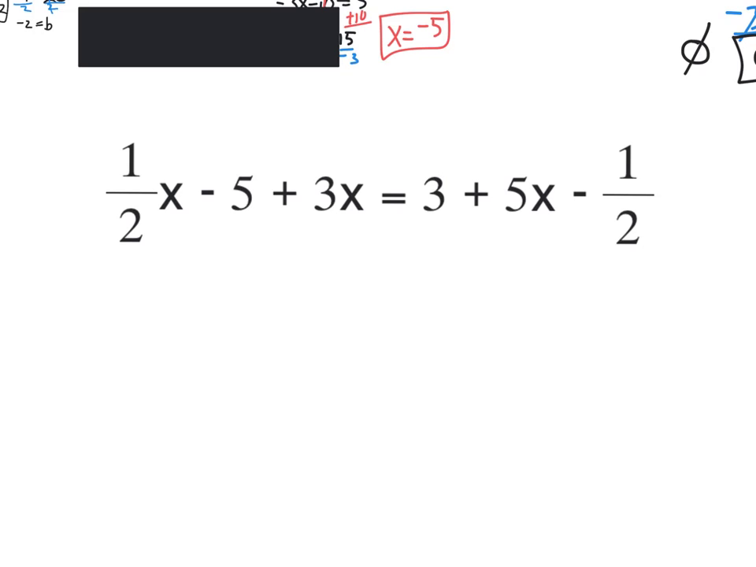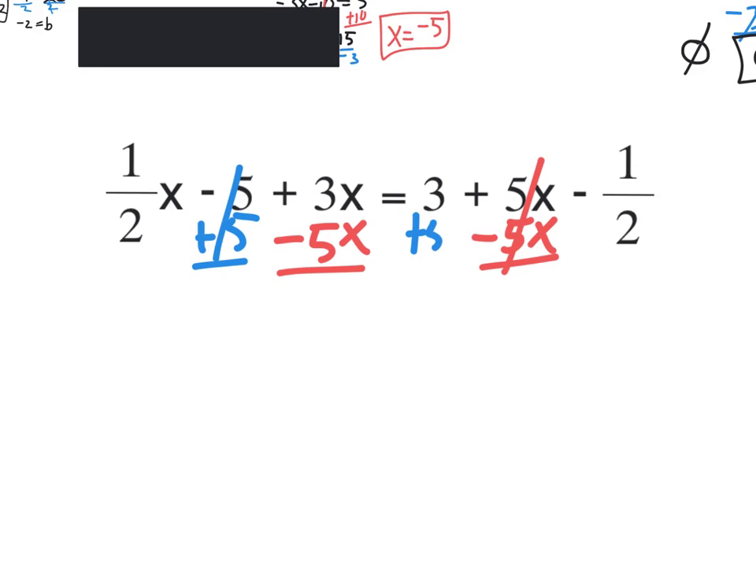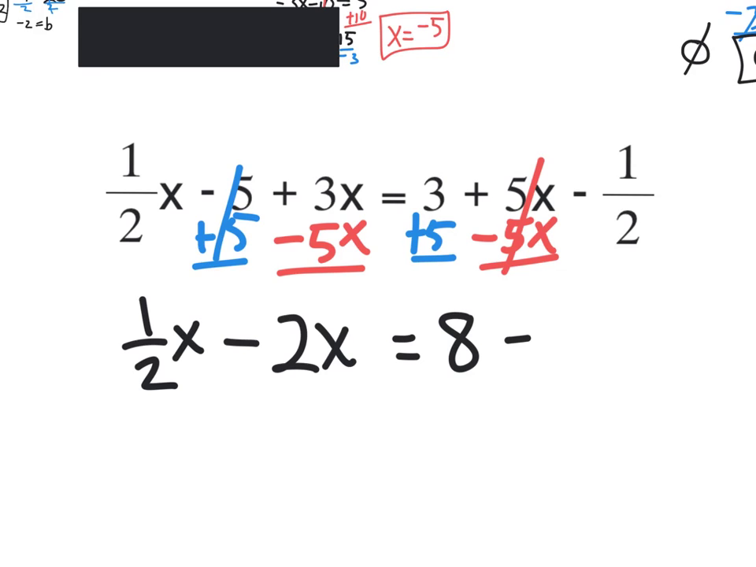So, for example, I'm going to take this plus 5x and I'm going to subtract it. And what I do to one side, I do to the other side, minus 5x over here. And that'll give me a negative 2x. And at the same time, I could take this minus 5 and go plus 5 and plus 5. And get an 8 on that side. So let me rewrite my equation. I have a 1/2 x. I have a minus 2x. I have an equal sign. I have an 8. I have a minus 1/2. So I made this equation a little bit smaller.